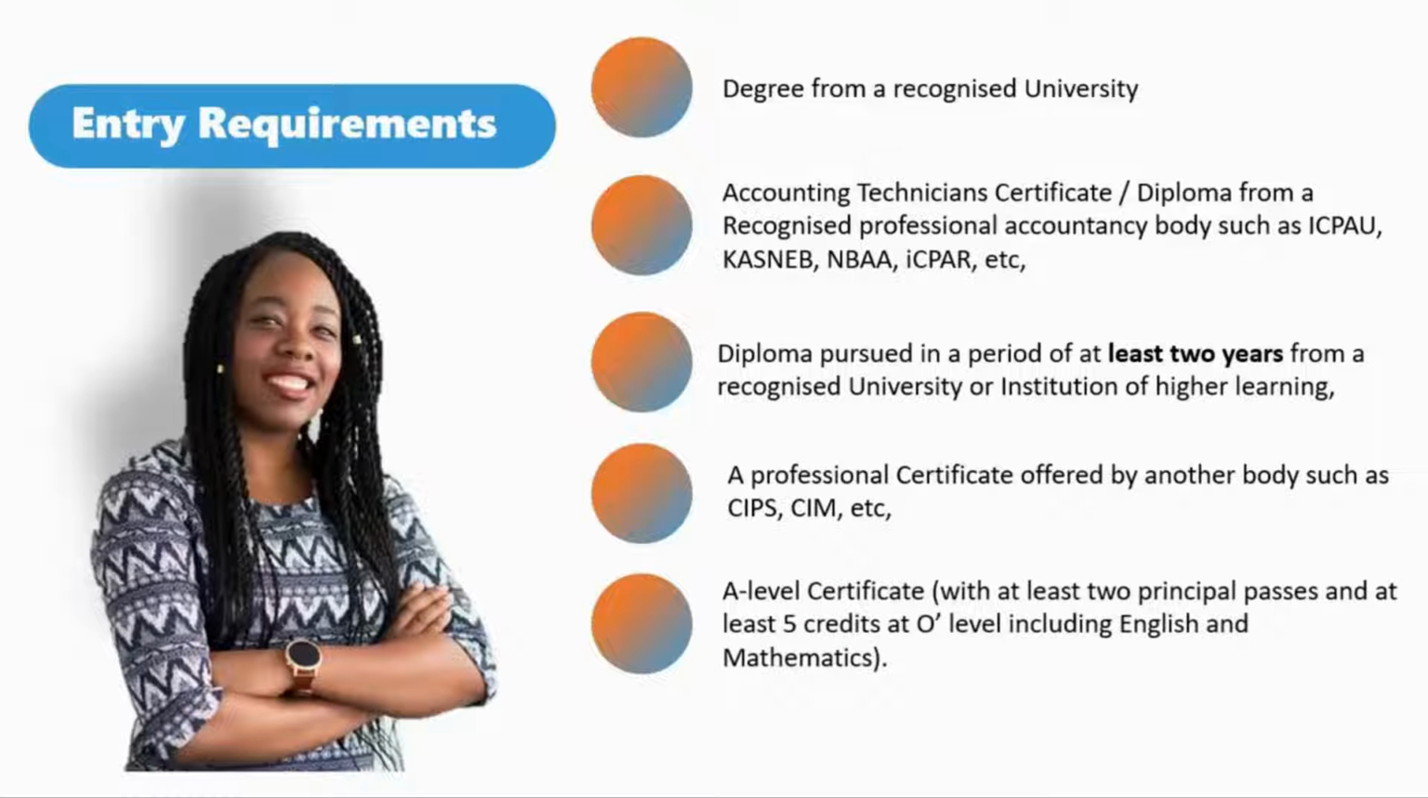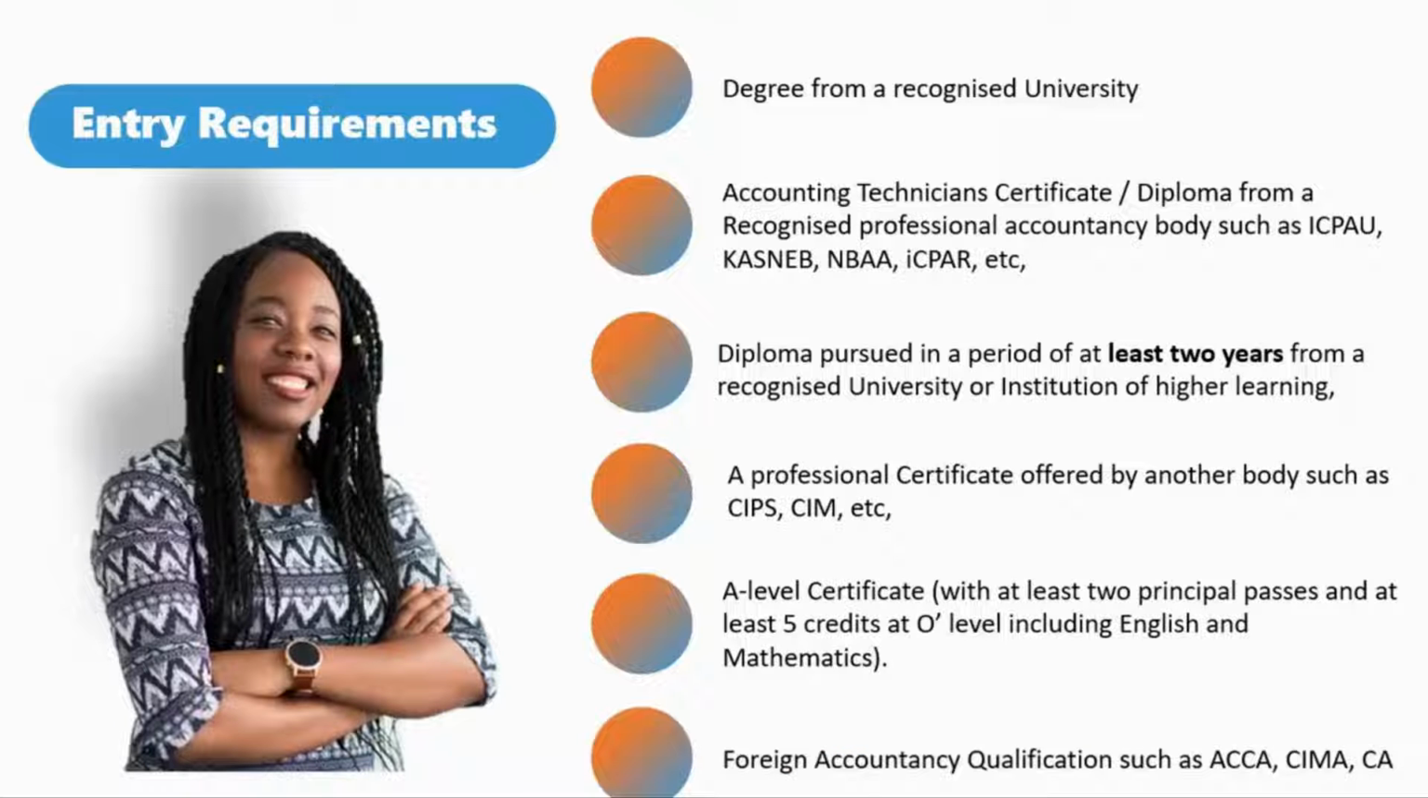And then we have those that have just completed their A-level and have the A-level certificate. Now here the condition is that you must have at least two principal passes, and then at least 5 credits at your O-level. In the 5 credits, English and mathematics are mandatory and are inclusive.